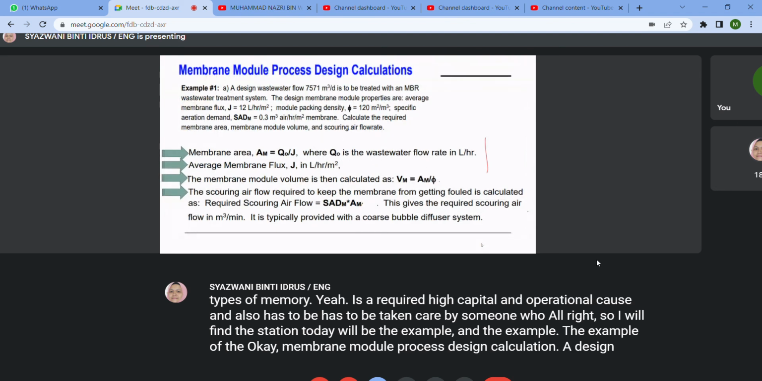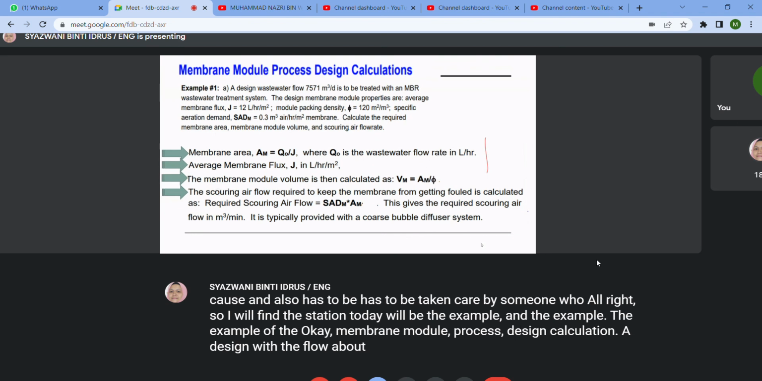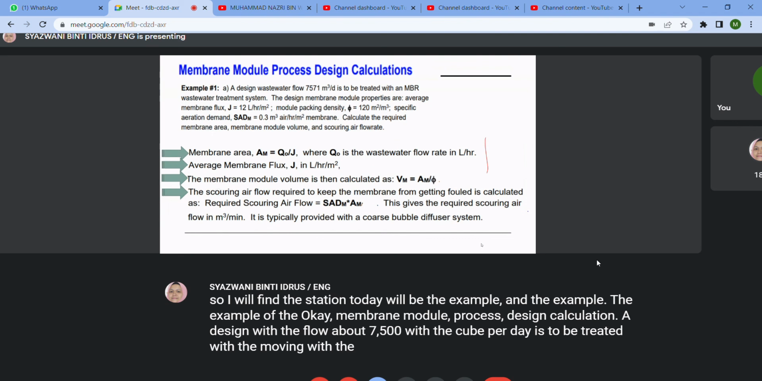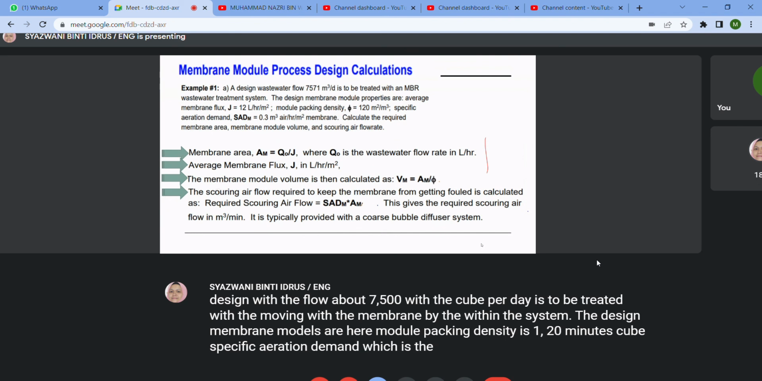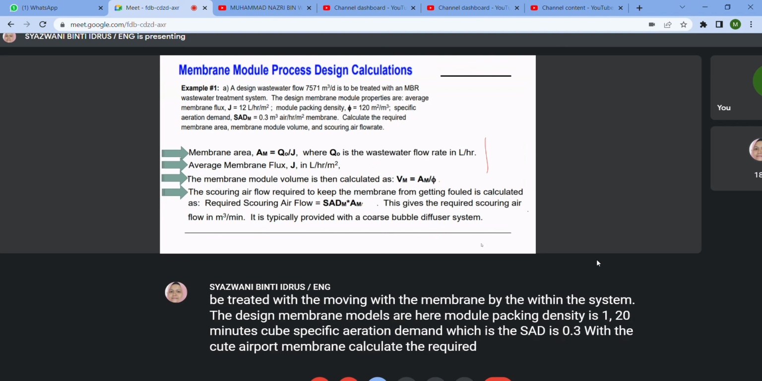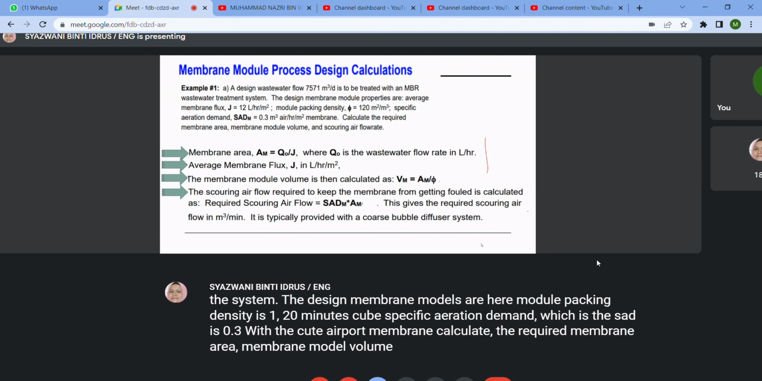A design wastewater flow of about 7,500 meter cube per day is to be treated with a membrane bioreactor wastewater treatment system. The design membrane module properties are: J is given as 12 liter per hour per meter squared. Module packing density is about 120 meter squared per meter cube. Specific aeration demand, which is the SAD, is 0.3 meter cube air per hour per meter square of membrane. Calculate the required membrane area, membrane module volume, and scouring airflow rate.